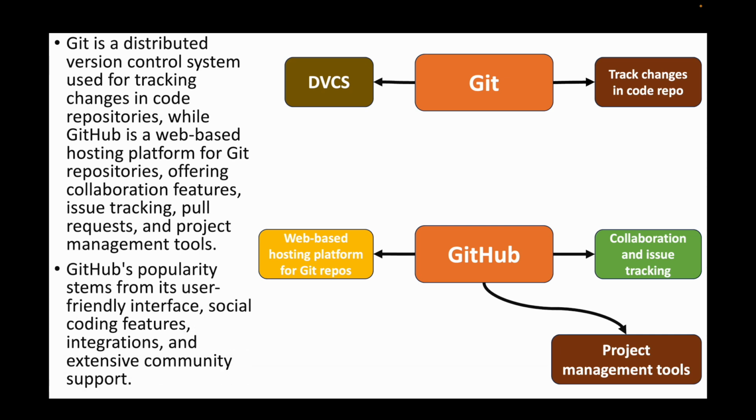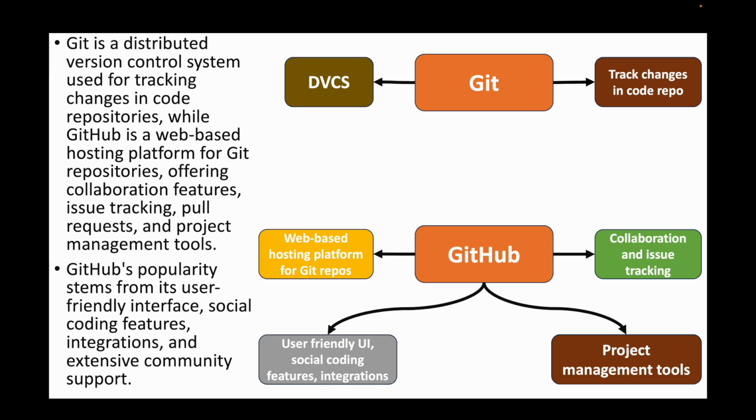GitHub's popularity stems from its user-friendly interface, social coding features and integrations, and also extensive community support. So why is GitHub one of the very widely used? Because of the friendly user interface it has, the integrations that it provides, and also the community support that it provides.